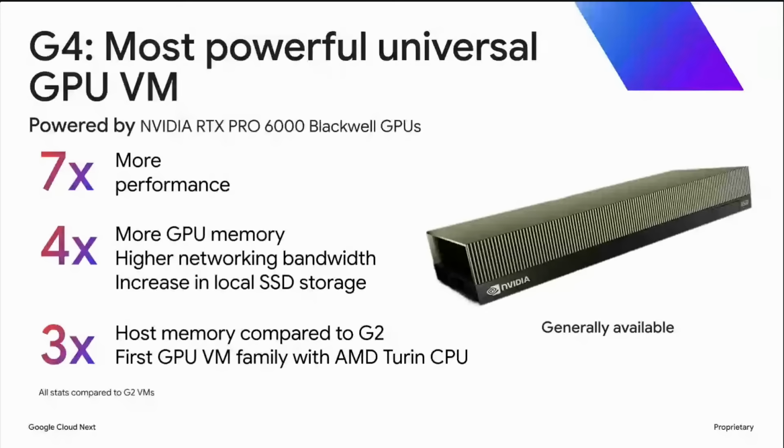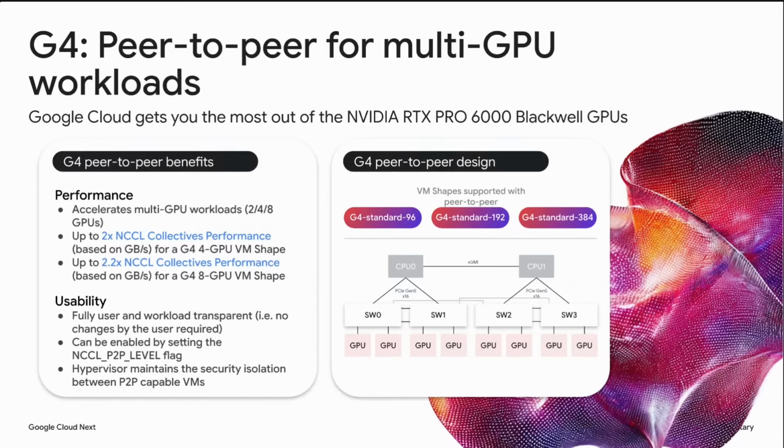Compared to the previous generation that we had, the G2 VMs, which is the L4 GPUs, it's 7x more performant, 4x more GPU memory, and 3x more host memory compared to our G2 VM offerings, which was the first GPU that we had with the AMD Turin CPUs supporting NVIDIA's GPU. So G4 is optimized for peer-to-peer multi-GPU workloads. The benefit is that it accelerates multi-GPU workloads.